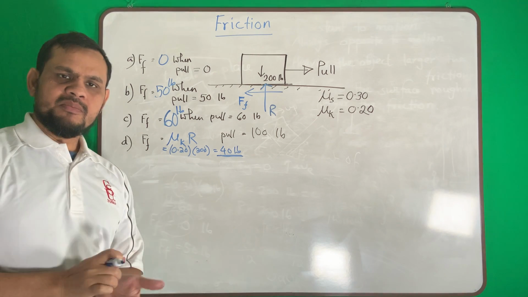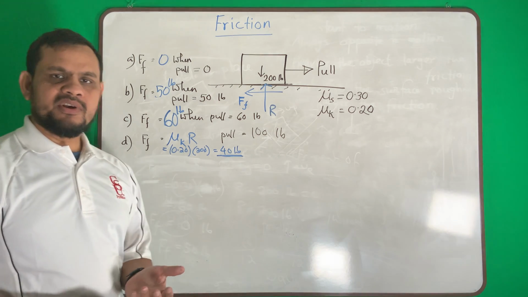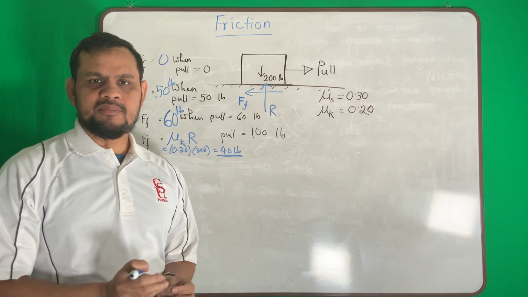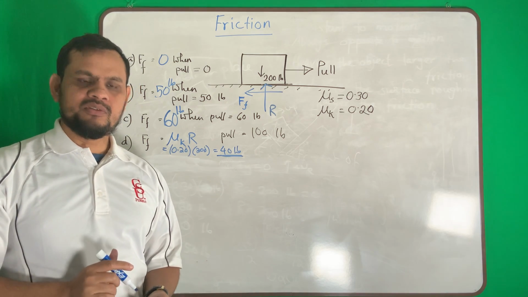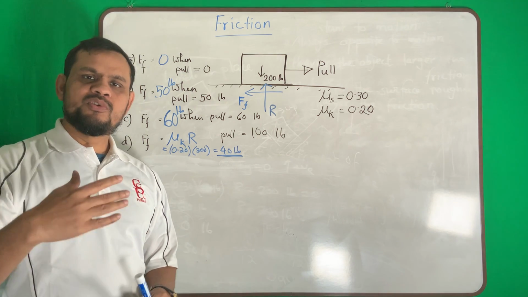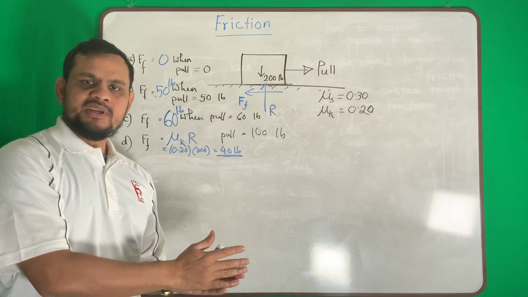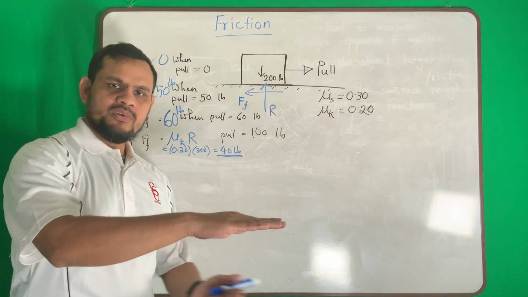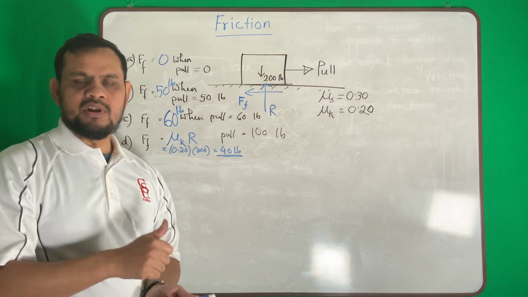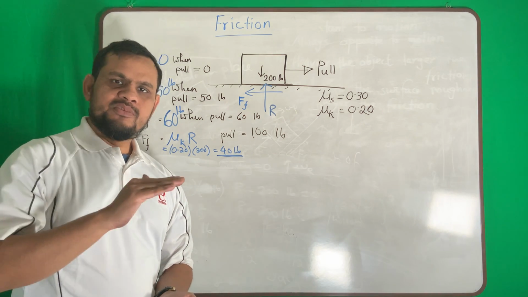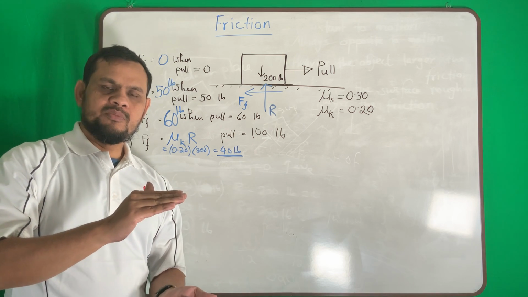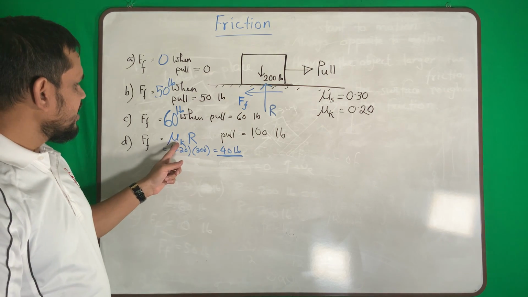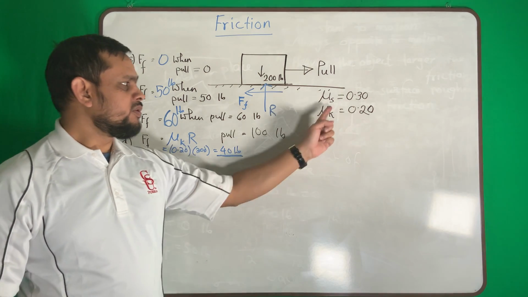The misunderstanding you get from your high school is that frictional force is always mu times R. No, it depends on your pull force. If your pull force is less than the limiting friction, then the body is not moving. If body is not moving, your pull and your friction both are equal. Once your applied force is greater than the limiting value, the body will start moving. That time your friction will be mu k times R, no longer mu s.